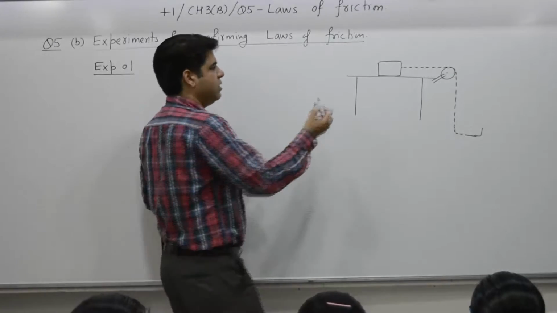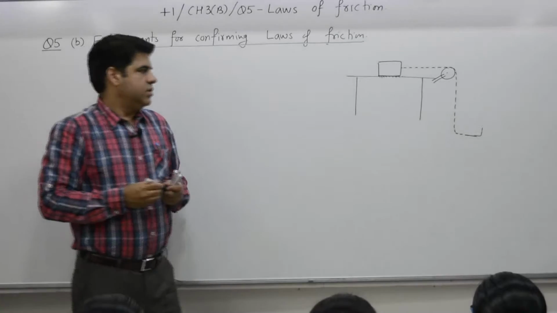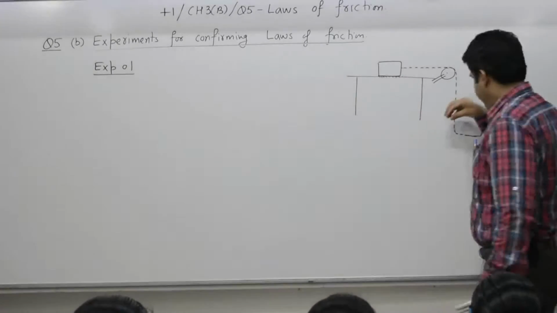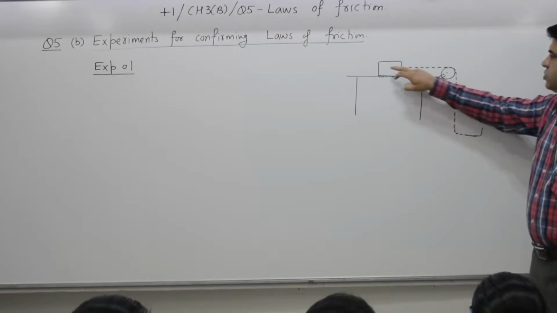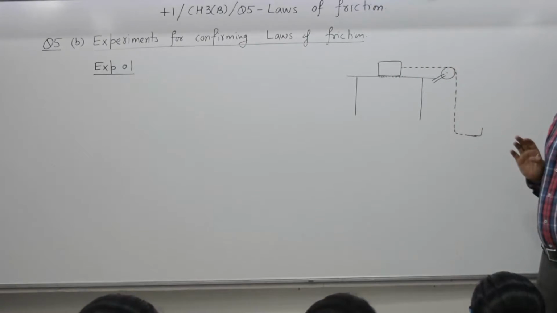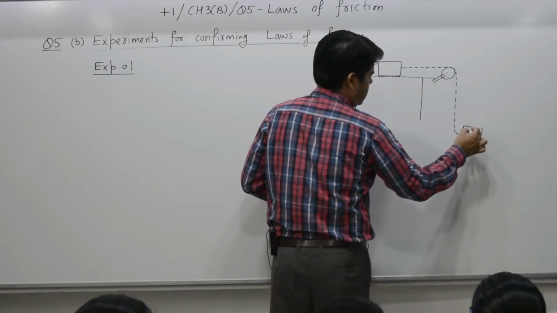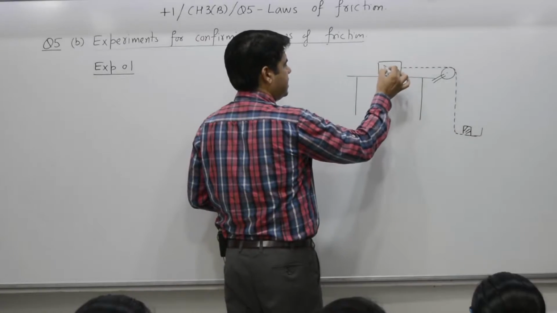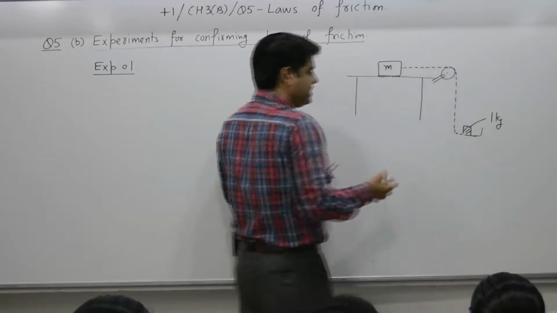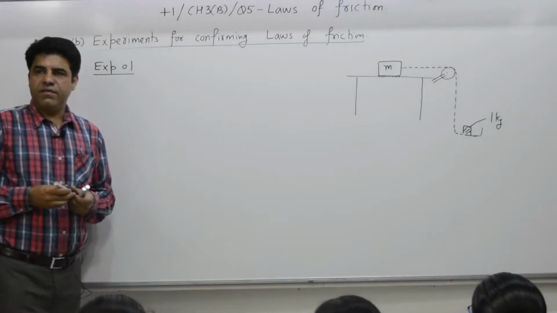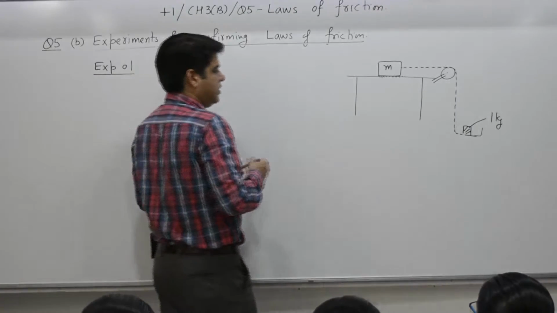So, there is friction between the block and the floor. If you place some weight here, 1 kg, 2 kg, 3 kg, at some stage this object will start moving to the right. Suppose this object is mass m, this is 1 kg. It just starts moving when you place how much weight? 1 kg. This is one experiment.